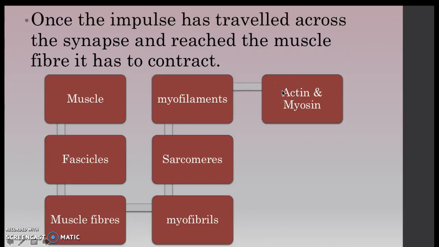It starts with the muscle, then inside the muscle are fascicles, and within them are muscle fibres, and inside those muscle fibres are myofibrils, within them are the sarcomeres, and smaller within them are the myofilaments, and then finally we reach the proteins, actin and myosin.